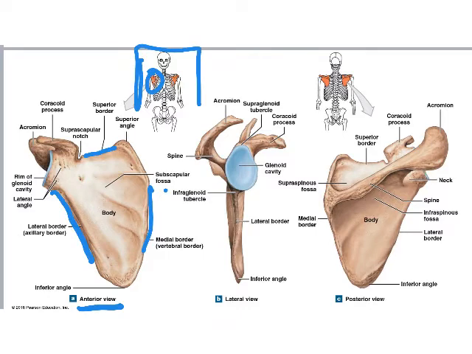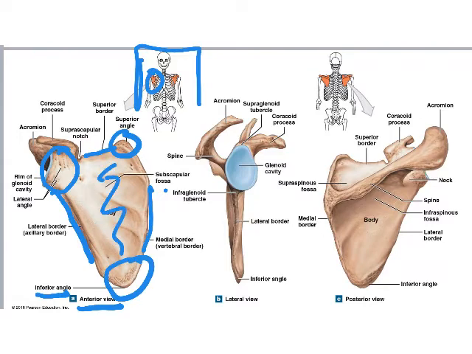Then you have two angles, or you could almost think of them as curved areas. The angle on the bottom is the inferior angle. The angle at the top would be the superior angle. And then you have a lateral angle, which would be this part of the scapula. So you have three borders and three angles: lateral, superior, and inferior. Then the rest is the body of the scapula.